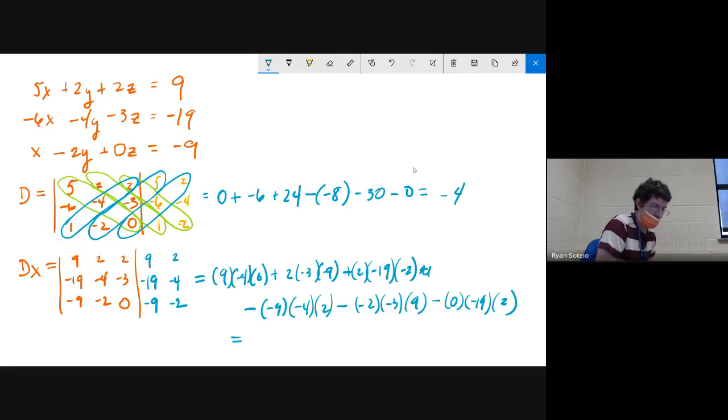Altogether, that's a 0 term, that's a 0 term. Only got to worry about these 4. So that gives me, what is 9 times 3 times 2 plus 19 times 2 times 2. This will end up being a minus 9 times 4 times 2, another minus 2 times 3 times 9, and hopefully I did that right. I got 4.